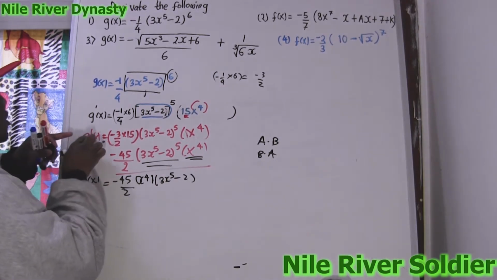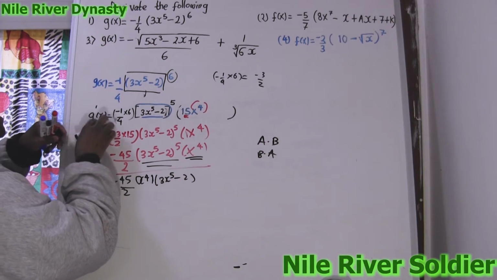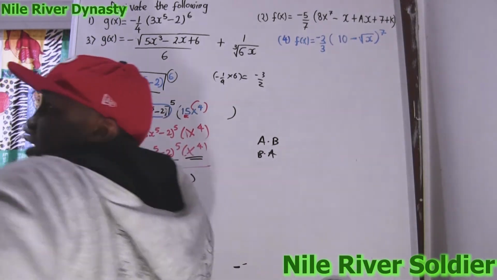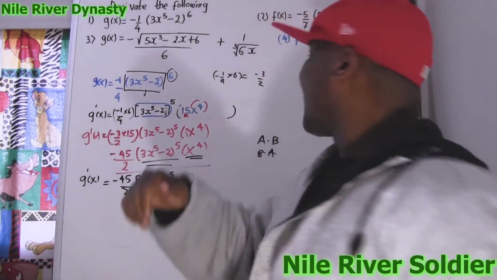This prime is like when you differentiate, it must become prime. Differentiate, derivate, same thing. Now let's go to question number 2.